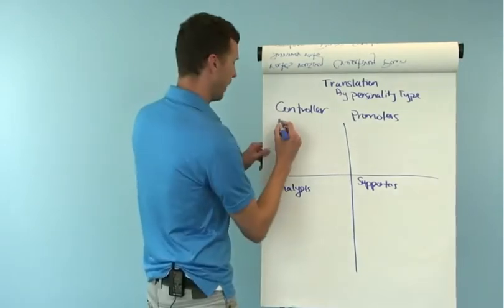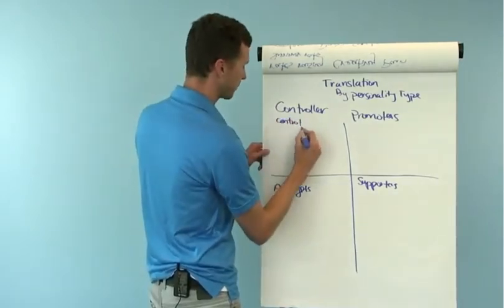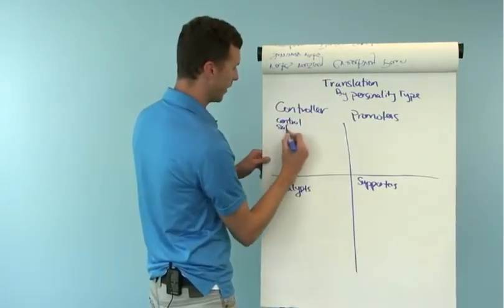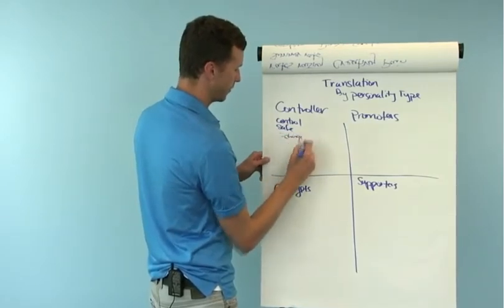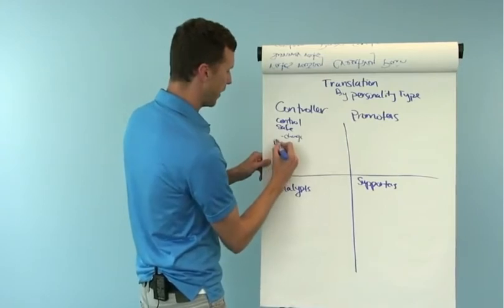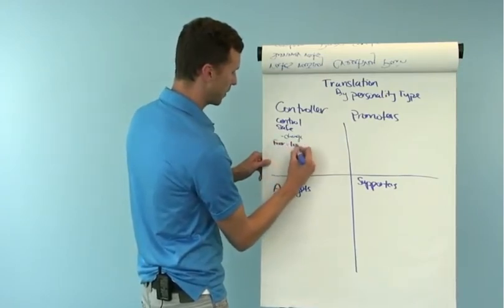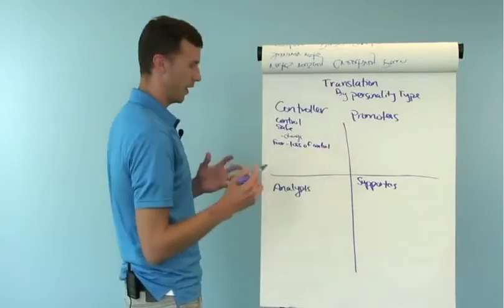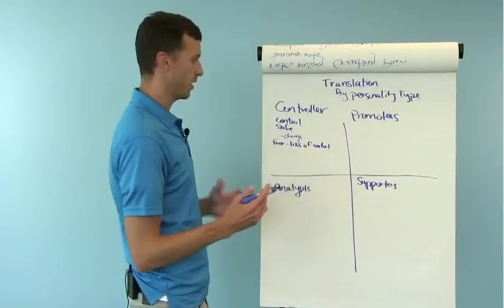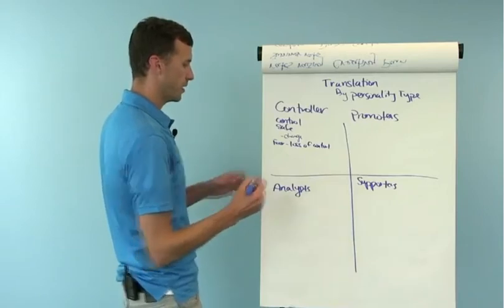A controller. They love control. Okay? They love being safe. They dislike change. Okay? Their biggest fear is loss of control. This is their biggest fear. They hate loss of control. Okay? What is their goal?